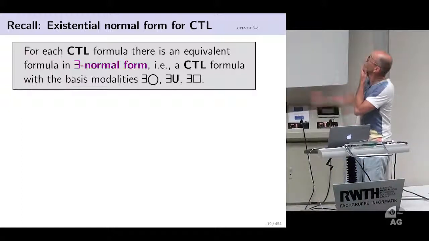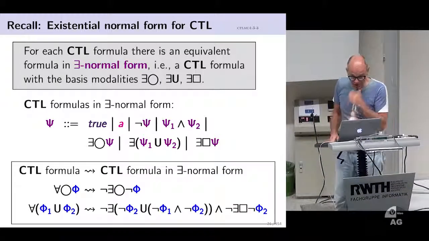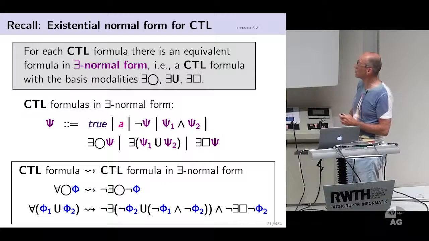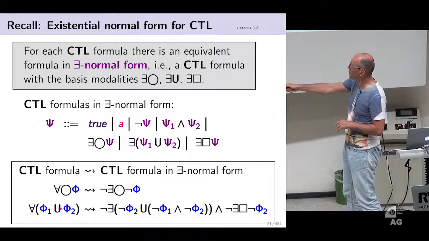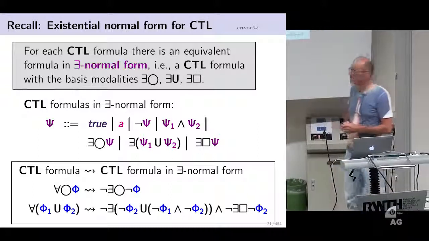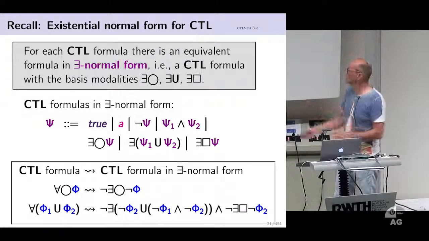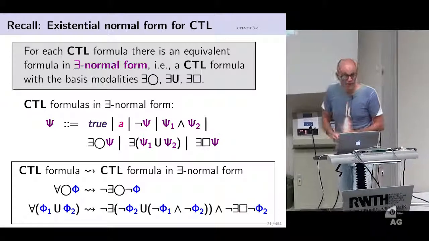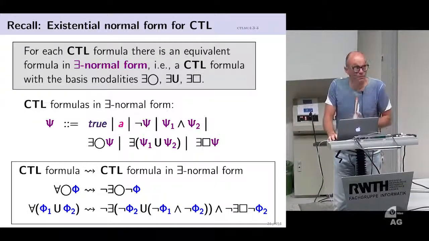Good, so what's existential normal form? We only have those three modalities. So that's exactly what is the syntax. And remember that you can transform every CTL formula into a CTL formula in existential normal form. The drawback being that, for instance, if you have a universally quantified until formula, you get a very long existentially quantified formula. For the moment, as I said, I only want to conceptually explain the algorithms for existential next, existential until, and existential box. The other algorithms are actually very much similar. So this blow up in the formula doesn't bother me today.